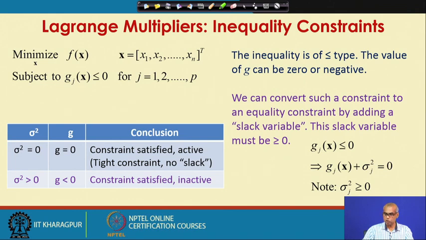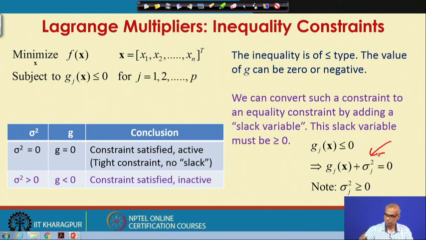If sigma square equal to 0, it means g equal to 0, you do not need any slack variable to make the right hand side equal to 0. So, g equal to 0 means the constraint is satisfied as an active constraint. It is a tight constraint, there is no slack. If sigma square is greater than 0, that means g is less than 0 and you need a greater than 0 quantity to make the right hand side 0. So, if sigma square is greater than 0, g is less than 0, so the constraint is satisfied as an inactive constraint.